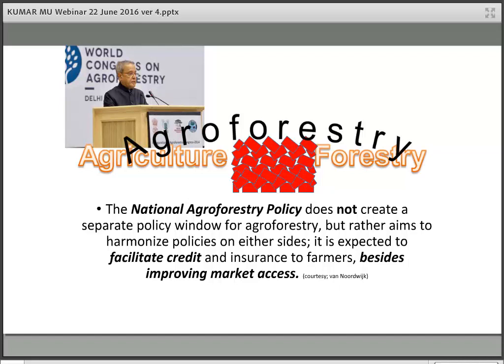The National Agroforestry Policy, which was launched in the year 2014, does not actually create a separate policy window for agroforestry, but rather aims to harmonize policies on either side, namely agriculture and forestry. It is expected to facilitate credit and insurance to farmers besides improving market access to the farmers.